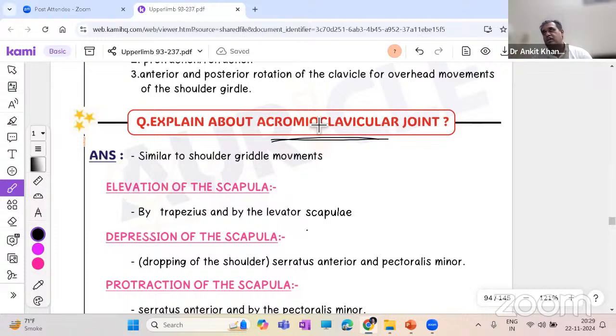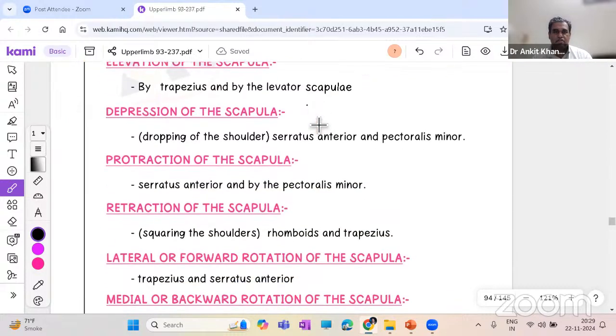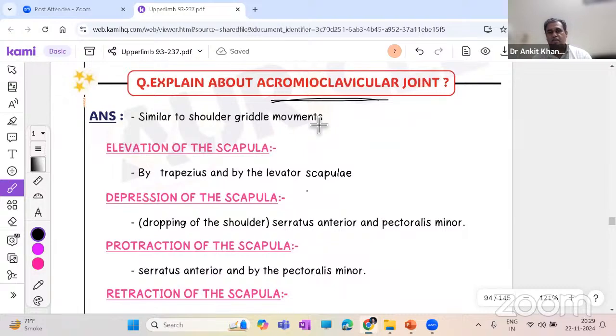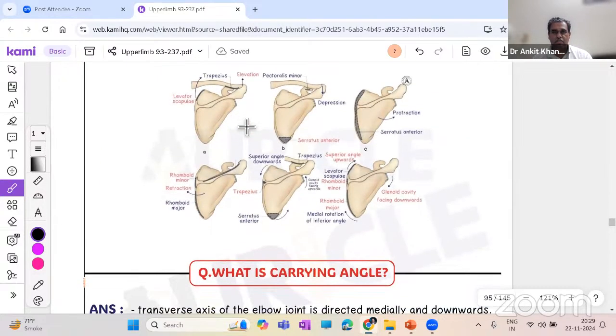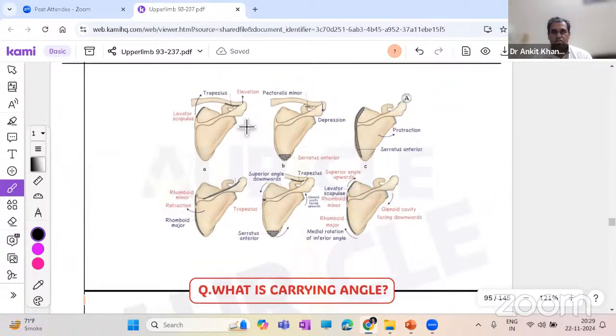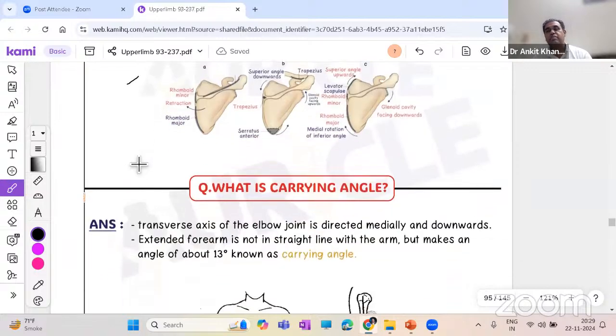Just remember that we have discussed, it is a plain type of synovial joint basically. Okay. So elevation of the scapula, depression of the scapula. It actually helps in all these movements. Here you can see the joints over here and the simple movement. So don't worry about it. Just remember it is a plain type of synovial joint.